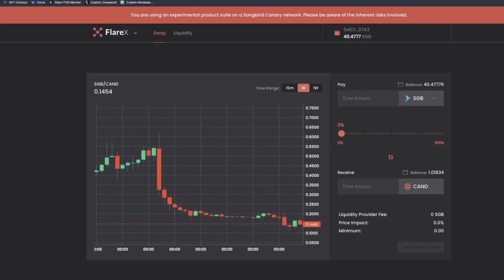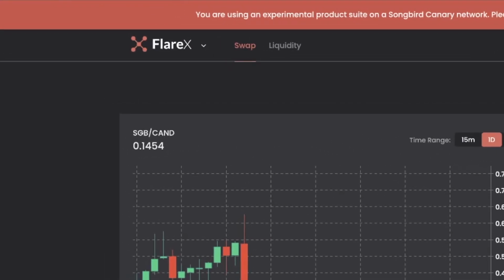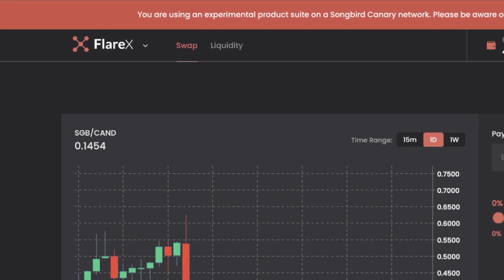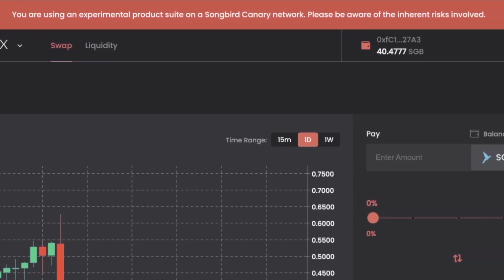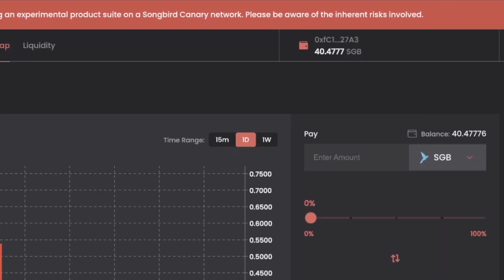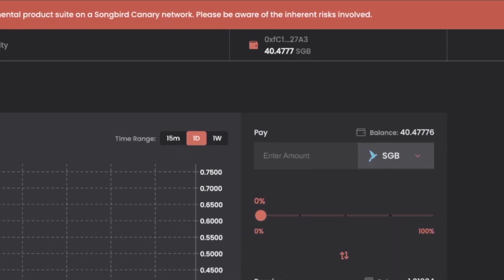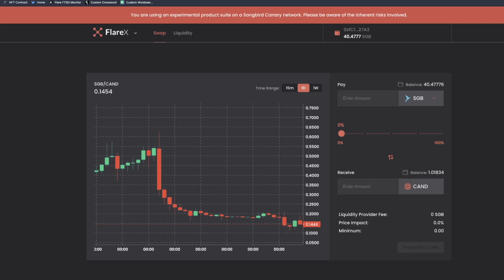This is FlareX, the decentralized exchange. Now, the first thing I want to draw your attention to is this big red banner that's permanently at the top. It says, "You are using an experimental product suite on a Songbird Canary network. Please be aware of the inherent risks involved." So that's something that is always important to consider.